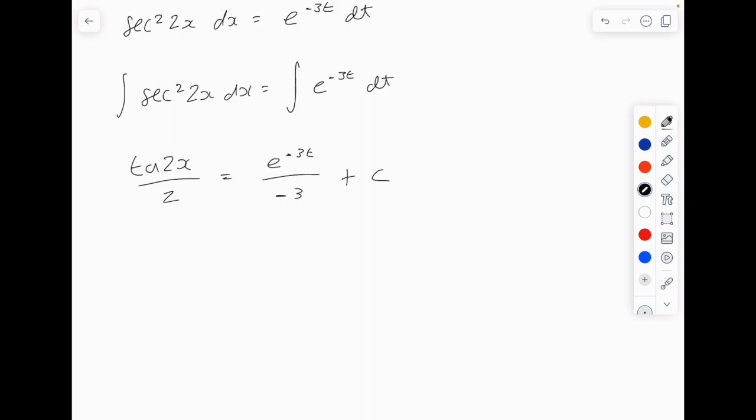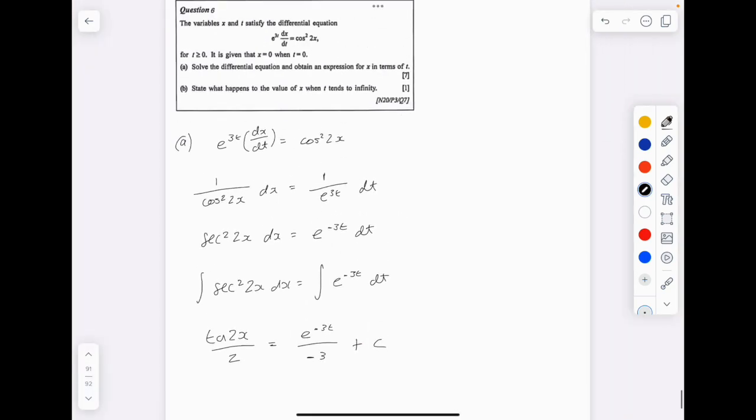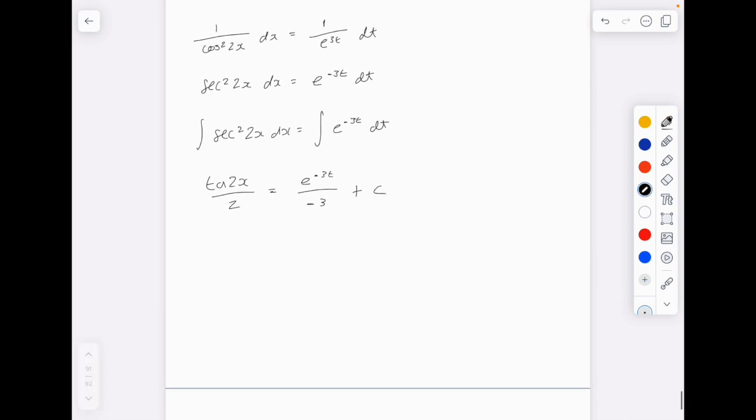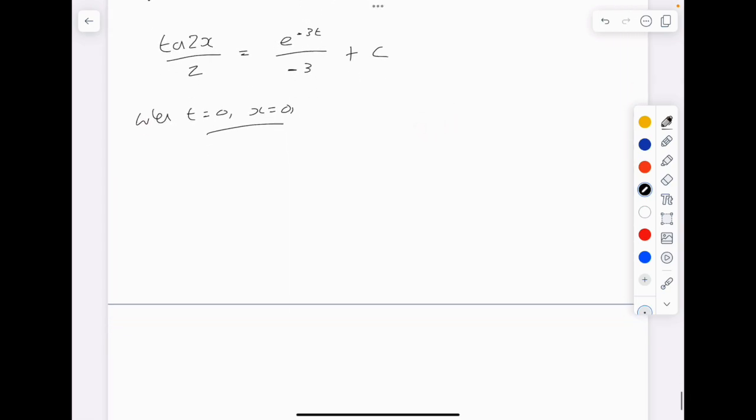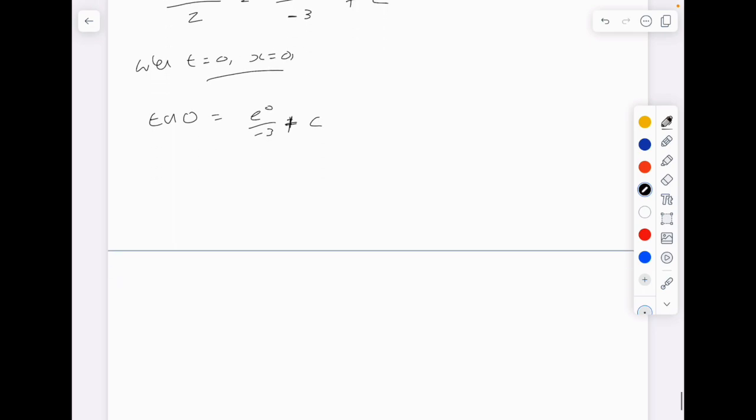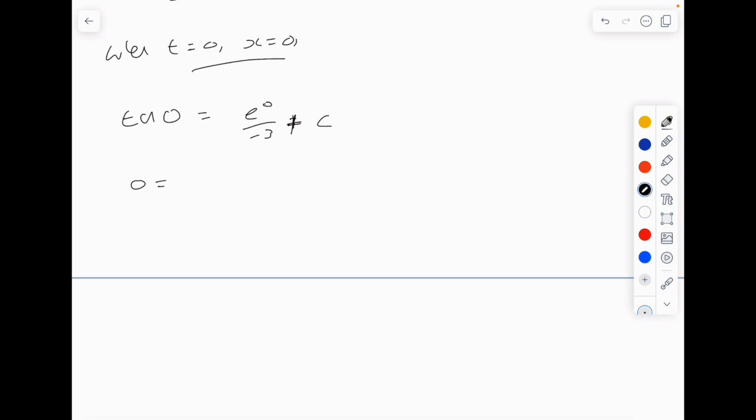So, where do we go from here? Well, we know that x equals 0 when t equals 0. So when x equals 0, okay, cool. So we can say fine, tan 0 over 2 is equal to e to the 0 over minus 3 plus c. So 0 equals negative a third plus c, which tells me that c is equal to a third.